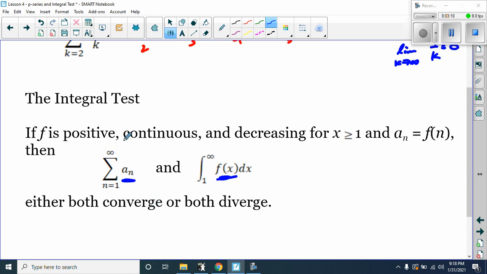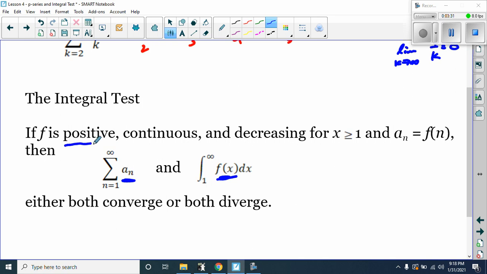So usually we'll be looking for this. We want to know, does this converge or diverge? And what we can do is we can check the integral. And if the integral gives us a number, that means that the sum converges. If we can show that the integral does not exist, it diverges, then this diverges as well.